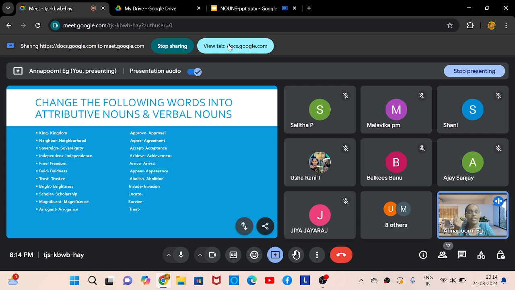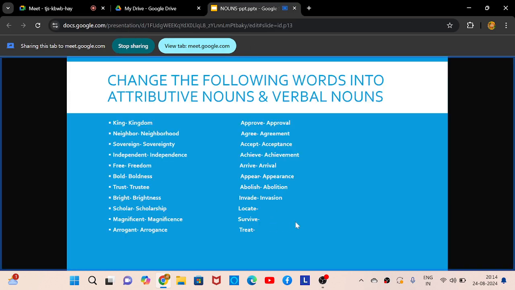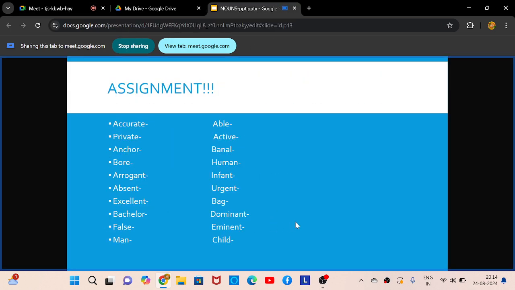So similarly, invade. Invade means, in pure Malayalam, to attack and enter. To get into some place or some area by force. To invade some place. For example, the British invaded India. So from invade you get invasion. From locate you get location, from survive you get survival, and from treat it is treatment.